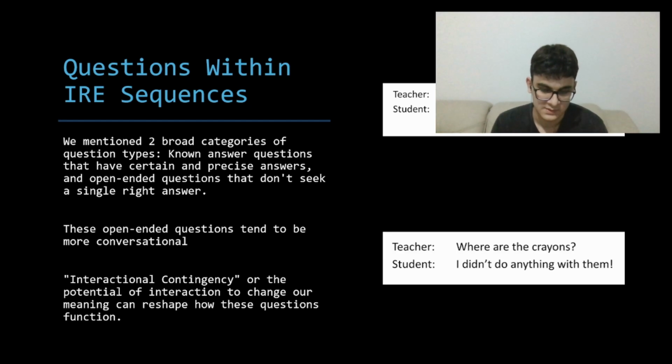Or as we can see in the second example, the teacher asks, "Where are the crayons?" And the student says, "I didn't do anything with them." The teacher actually doesn't say anything about someone doing something with the crayons, but the student tries to eliminate suspicion from himself by saying, "I didn't do anything with them," indicating that there is a box of missing crayons, probably.